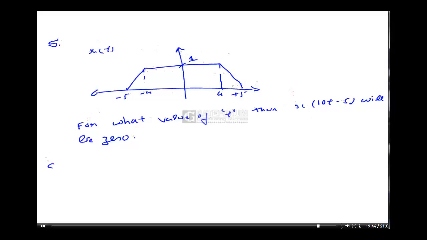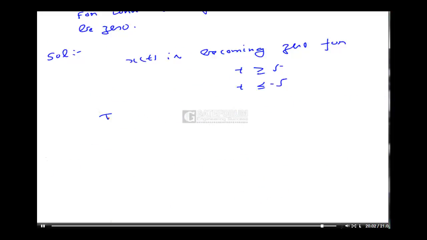In the given waveform, x(t) is becoming 0 for t greater than or equal to 5 and t less than or equal to minus 5. Thus, 10t minus 5 greater than or equal to 5 will give t greater than or equal to 1, where it is 0. And 10t minus 5 less than or equal to minus 5 will give t less than or equal to 0. Thus, for these values of t, the value of x(10t minus 5) will be 0. So there is no need to draw the graph. Directly by substituting 10t minus 5 equal to those values of t for which original x(t) is becoming 0, we can find the value of t.